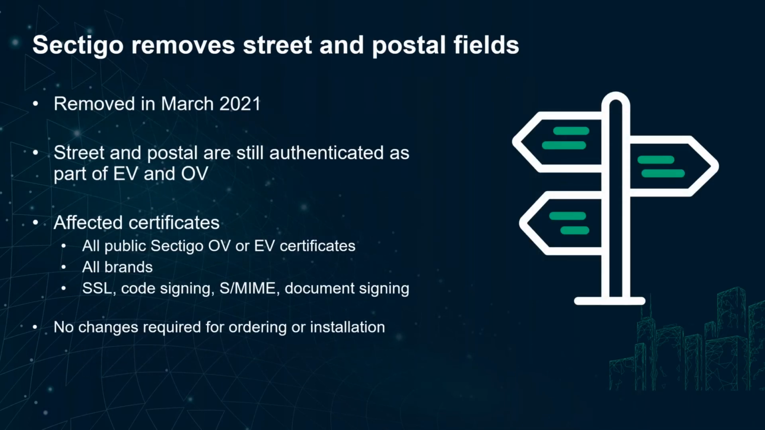I think I probably talked about all of this. We did remove the street and postal fields. They were removed in March 2021. They are still authenticated because the CA/Browser Forum rules require that we authenticate them because of the EV and OV certs. We have to know that's the real organization. They don't have to be in the certificate. They just have to be in our records. And so we have them. We know what they are. That's what needs to happen. They don't need to sit in the cert, so they're being taken out. That's across all public certs, all brands, and it didn't require any change on your end.